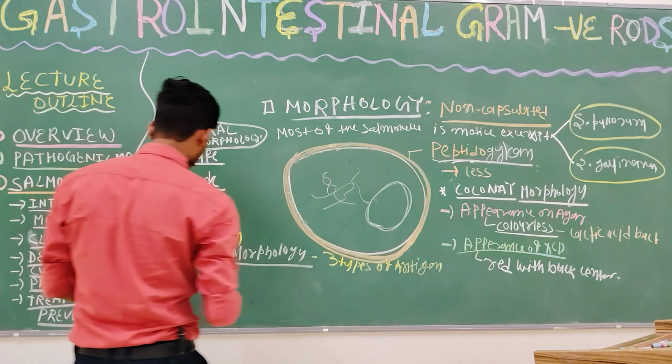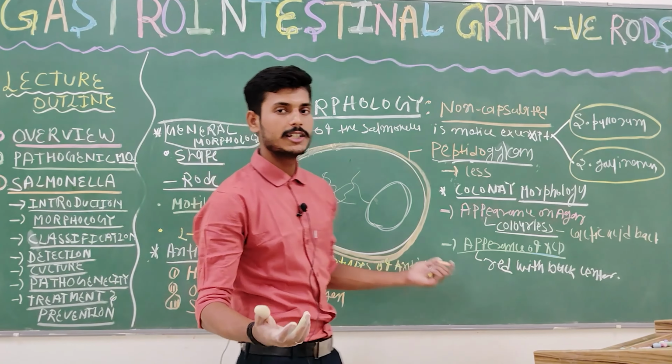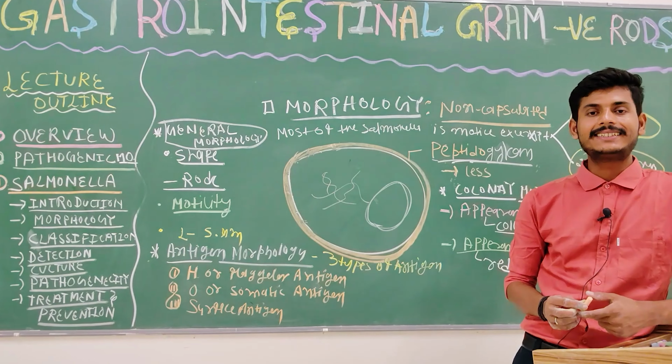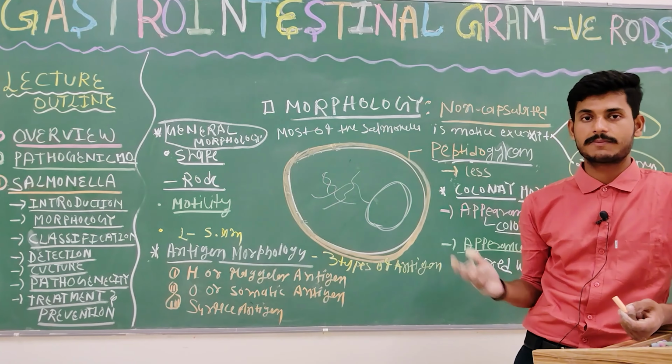Now, the second antigen is the O, also called somatic antigen. Now, the last one is the surface antigen. Now, some of these antigens are heat labile, meaning if you heat them, they will destroy themselves, they are heat sensitive. And some of them are not heat labile.